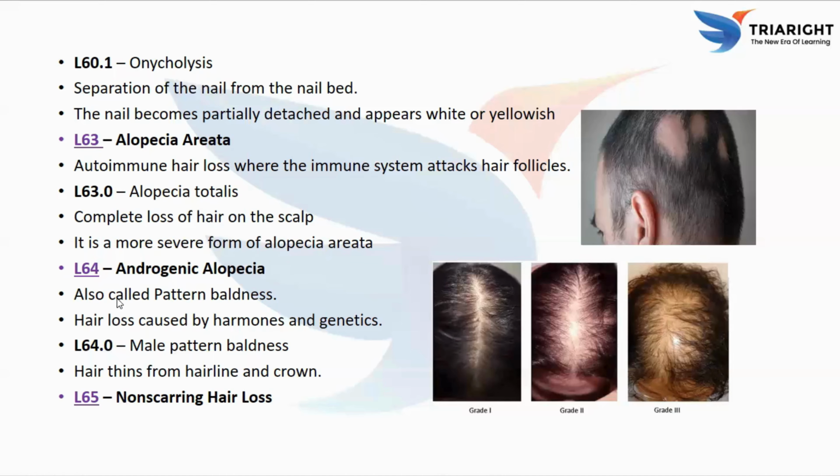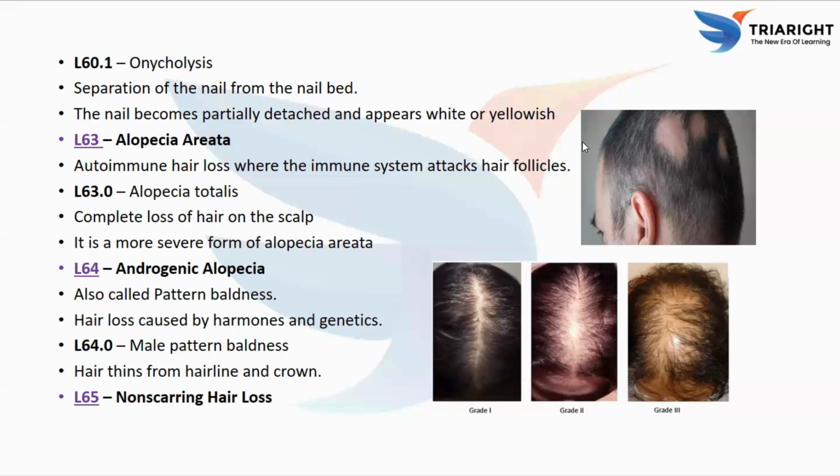Whereas L64, androgenic alopecia, is also called pattern baldness. This is caused by a combination of hormones and genetics. So hair becomes thin from the hairline and crown over time. Here you can see a picture. This is the alopecia areata picture.